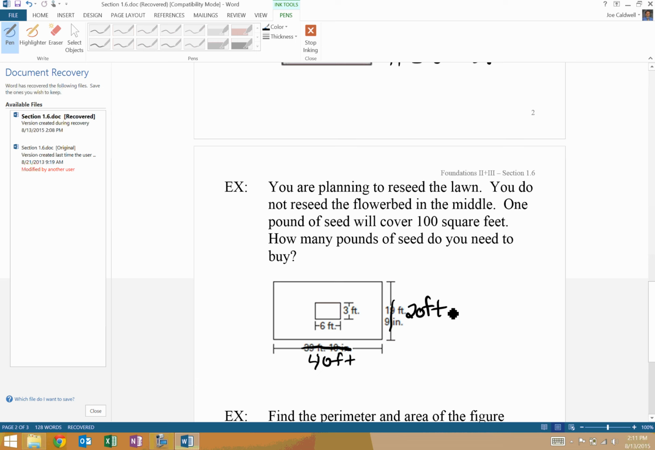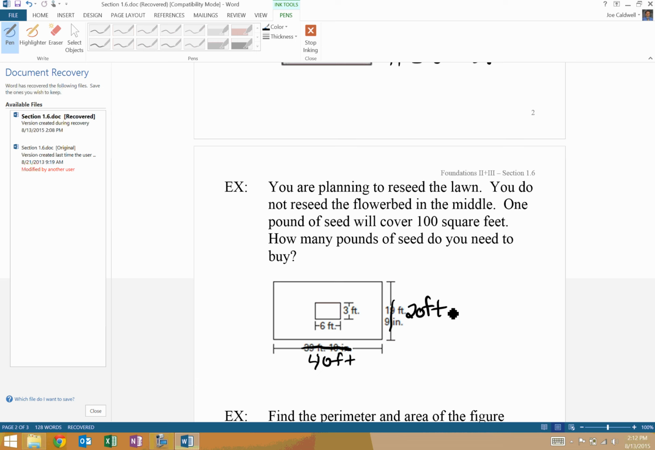But the problem asks us, we're trying to plant grass for a lawn, but you don't need to seed the flower bed in the middle. So we don't want to count that. 1 pound of seed will cover 100 square feet. How many pounds of seed are we going to need?